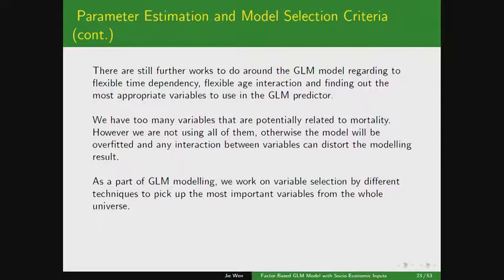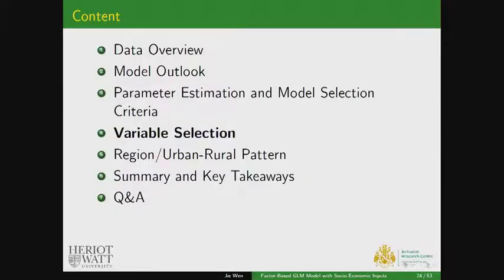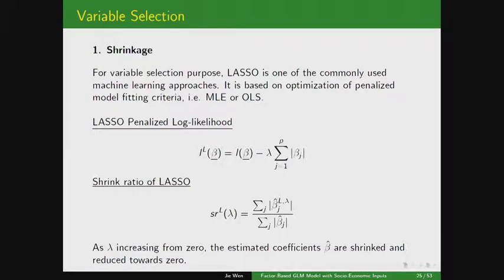And the first variable selection method I'm talking about today is the shrinkage method. And LASSO is one of the most commonly used shrinkage methods, which is automated variable selection that doesn't require too much expert judgment. The full name of LASSO is Least Absolute Shrinkage and Selection Operator. But more important here is to introduce how it works. LASSO works in a very easy way.